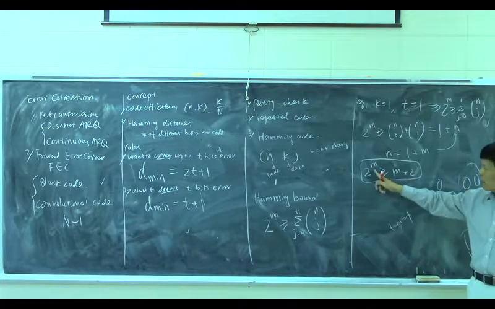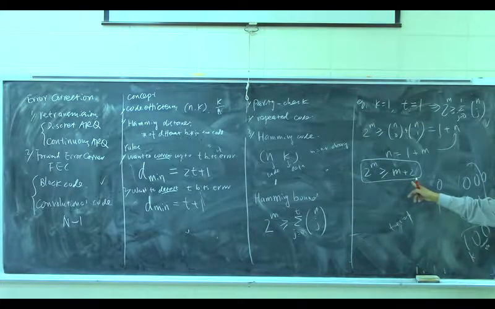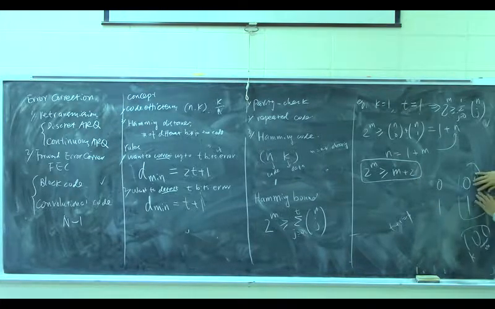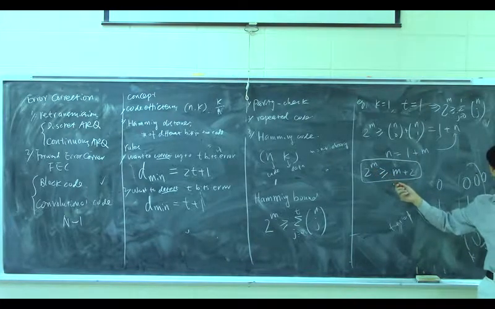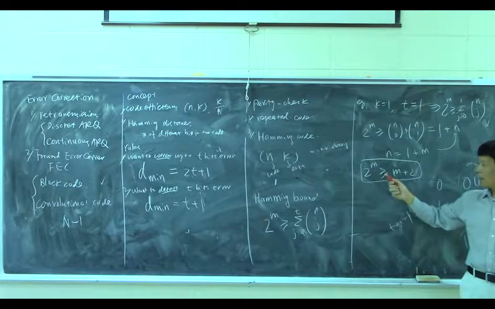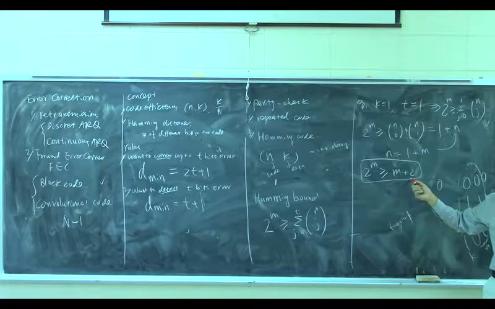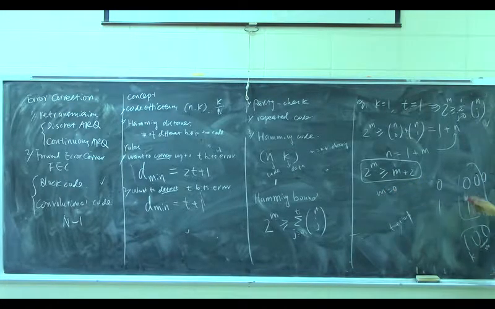When M equals 1, first one, when M equals 0, is this good? It means that I want to use this code and no checking bit when M equals 0. So is this good? 2 to the 0 equals what? 1. Is 1 greater than 0 plus 2? No. So that's M equals 0. That means no checking bit. 1, you transmit 1. 0, you transmit 0. So that's not going to work.